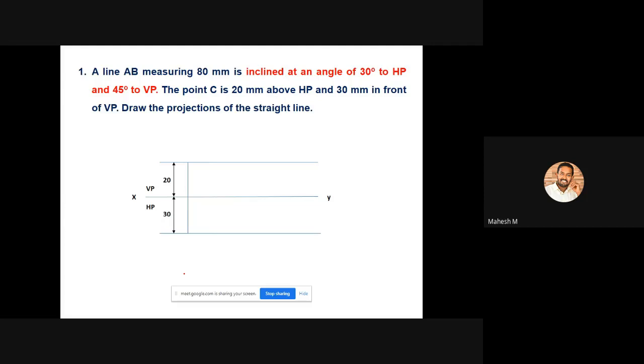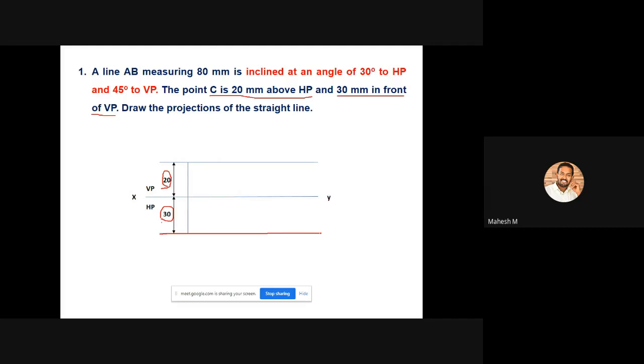You can create a horizontal line. That should be 20 mm above the reference line, because the point is 20 mm above HP. That means you have to create a horizontal line 20 mm above the reference line. The next condition is 30 mm in front of VP, so you have to create another horizontal line 30 mm below, at a distance of 30 mm from the reference line.